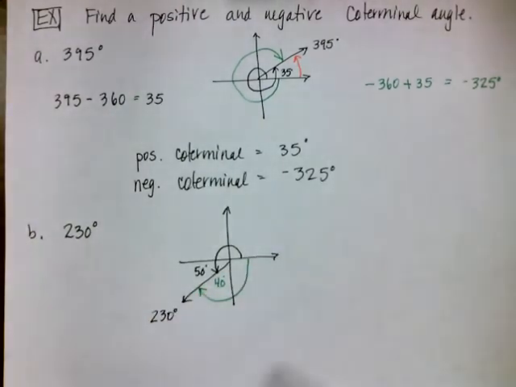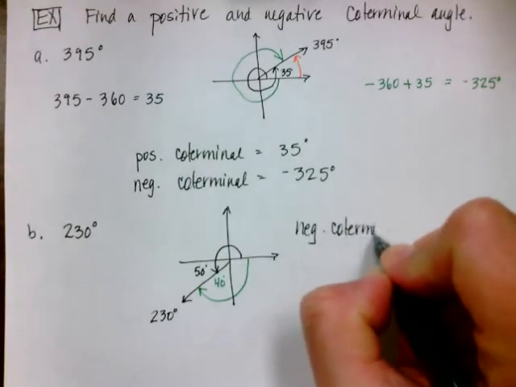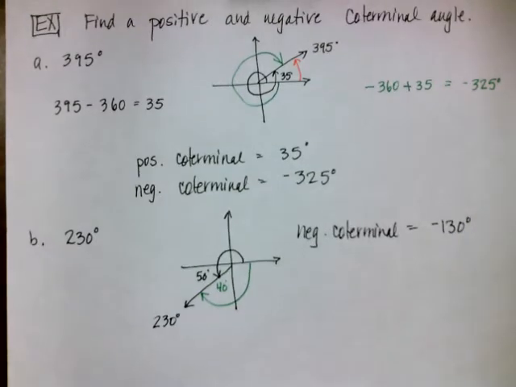So my negative coterminal is going to be negative 130 degrees. Now the positive one's a little bit weird because I've already gone over to 230, so the next thing that I can do is take a lap.